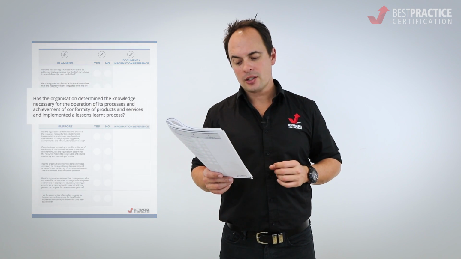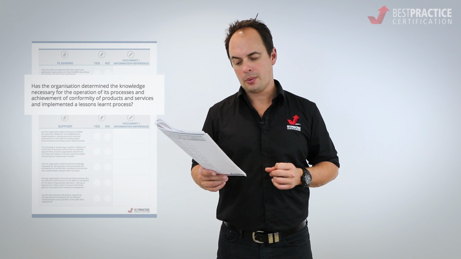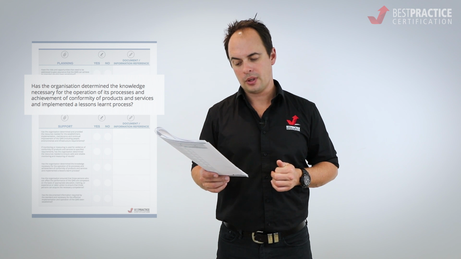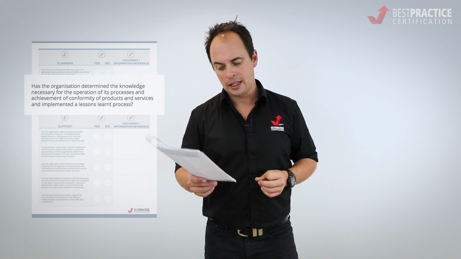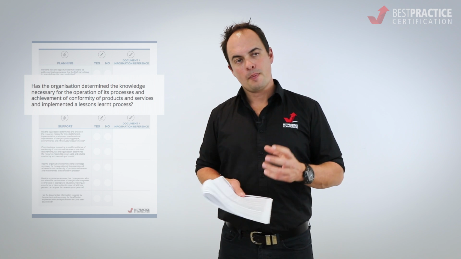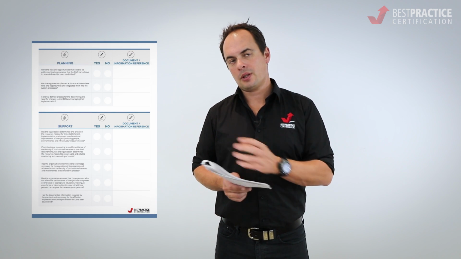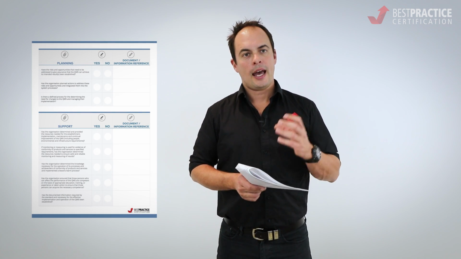So the next question is, has the organisation determined the knowledge necessary for the operation of its processes and achievement of conformity of products and services and implemented a lessons learnt process? Now, we haven't talked about improvement yet because that's at the latter part of the standard, but how do we know, or how can we tell that we've learnt from the mistakes we make in the past? So we can start to look to developing something like an improvements register or an issues list where we can start to actually capture and understand and analyse where things went wrong and the preventative strategies we put in place to ensure they don't happen again.